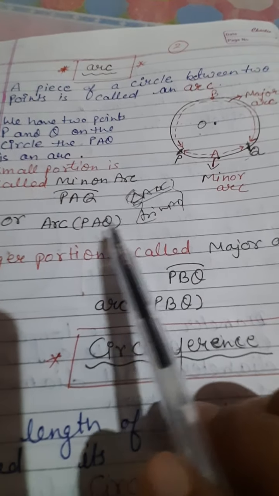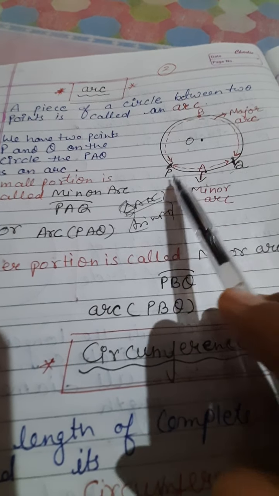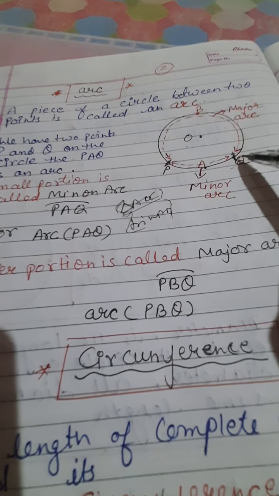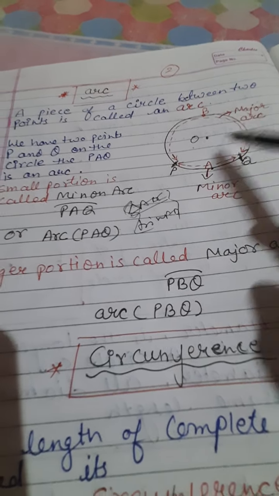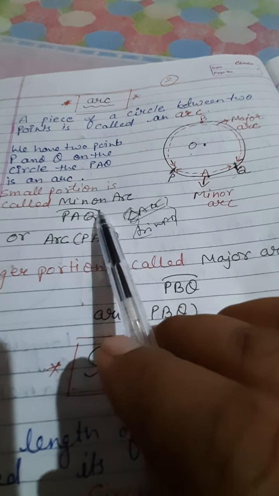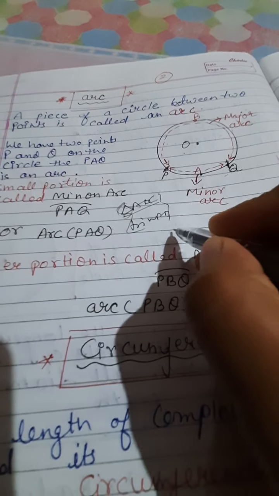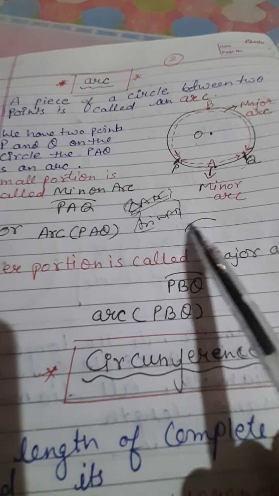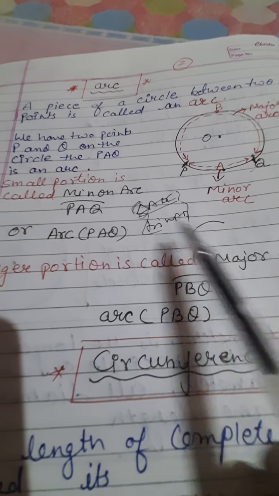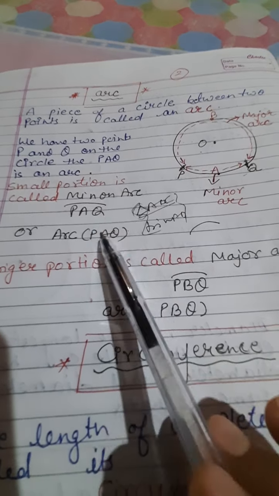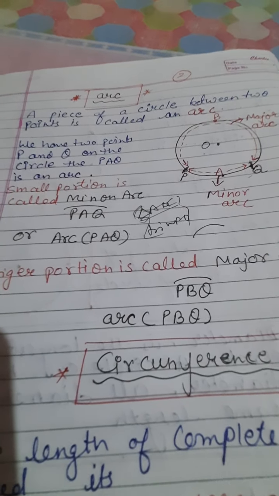Arc PQ or arc PAQ. A is any point between P and Q, and PBQ is the major arc. So we can put a symbol like this to represent the arc. If we put a symbol like this, it will be read as arc. So arc PAQ or arc PQ, we can write it in both ways.